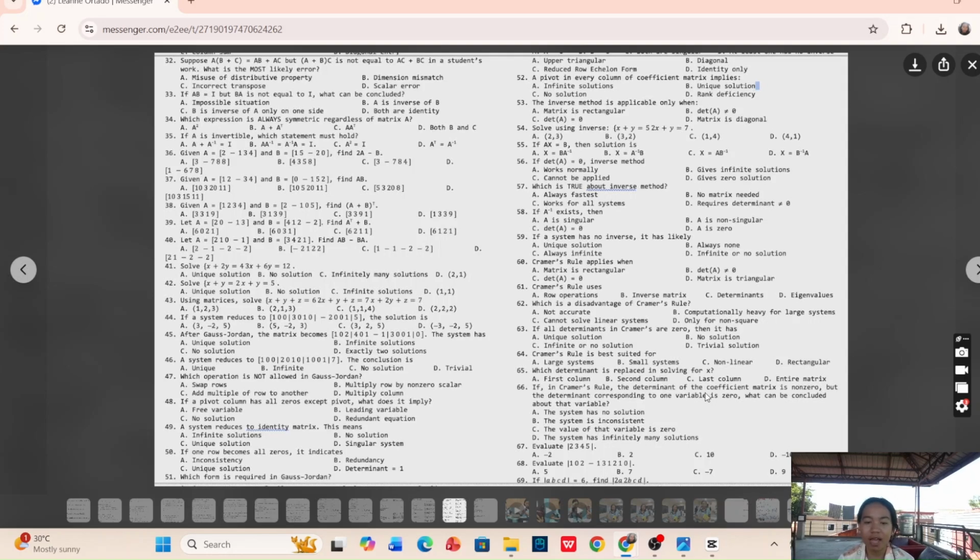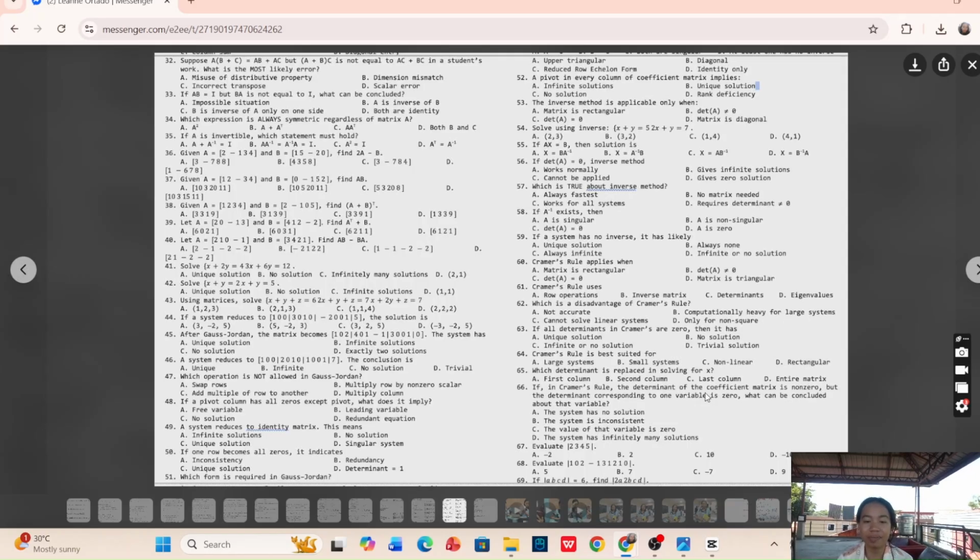Number 64. Cramer's rule is best suited for A. Large systems, B. Small systems, C. Nonlinear, or D. Rectangular. Number 64 answer is letter B. It is best suited for small systems.